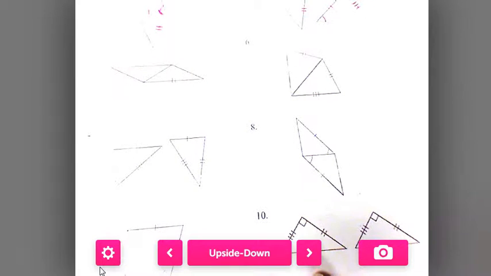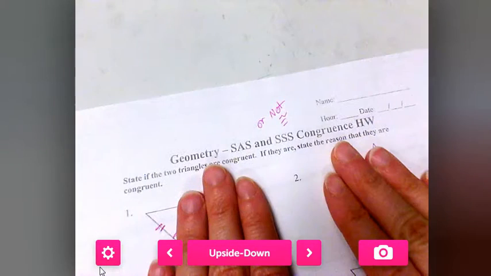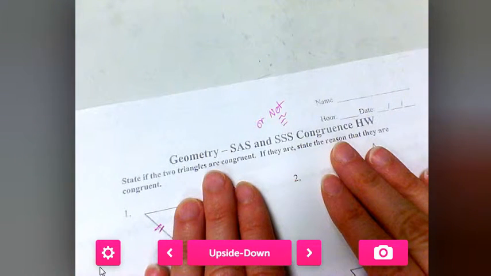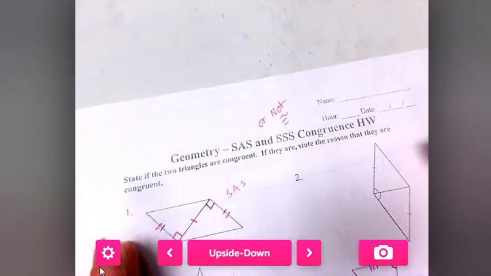All right, so we are looking at the side, angle, side, and side, side, side congruency homework. I do want to point out that there's a possibility that it could not be congruent as well. Okay, so you need to have that option. So let's look at number 2.